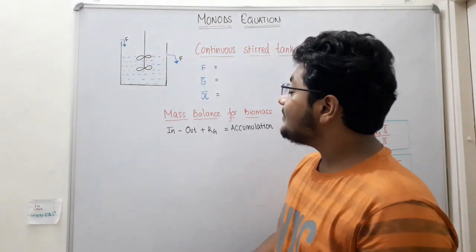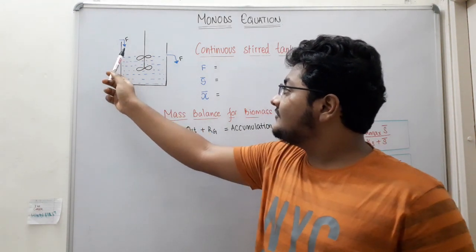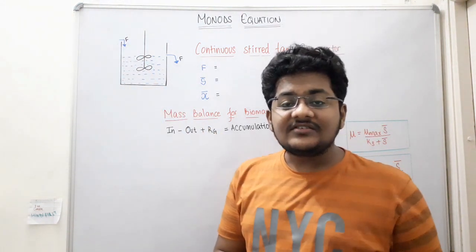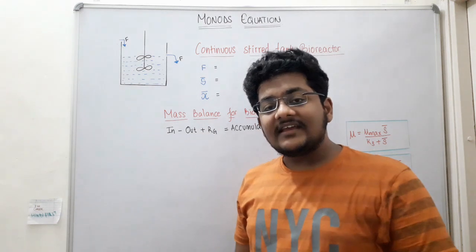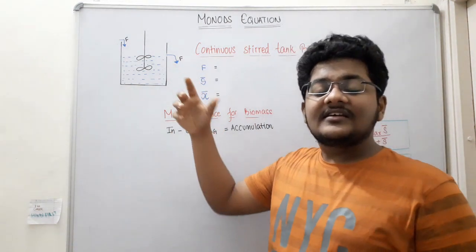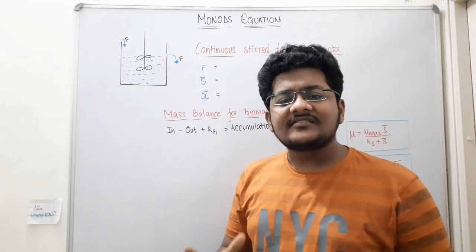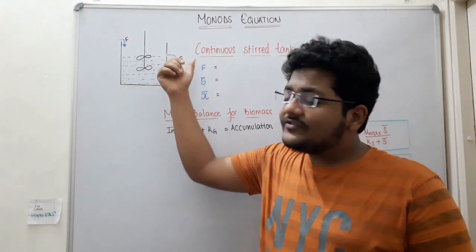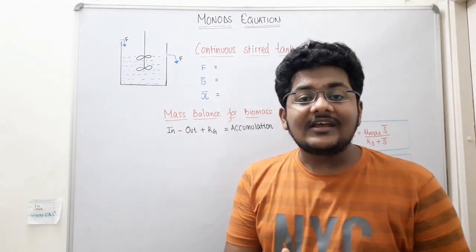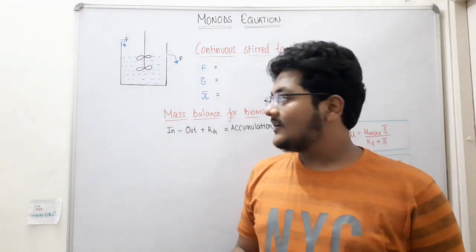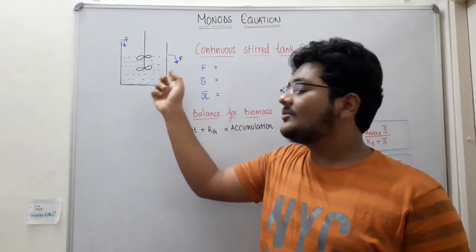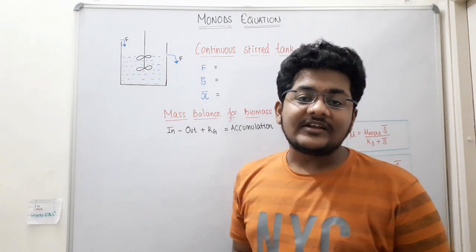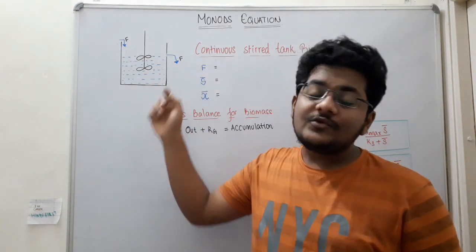bioreactor. Now if you see, this is the flow of the nutrients which are getting in. So F represents the flow rate at which the volume of nutrients is getting in, and this F represents the flow rate with which the biomass, the toxins and the metabolites are getting out of the bioreactor. Both of these flow rates are equal so that we can maintain a constant volume. If this flow rate is higher and this is lower, there is going to be accumulation, but we don't want that. Therefore both of the flow rates, the inflow rate and the outflow rate, are equal.